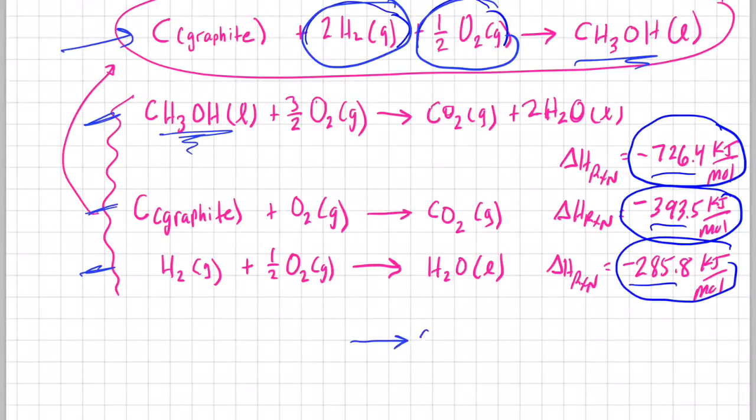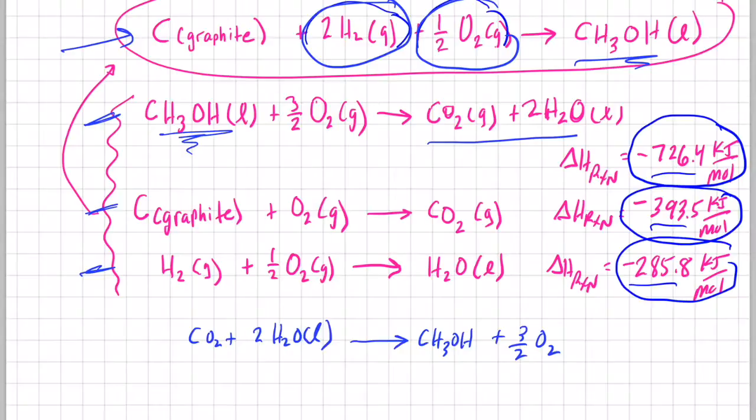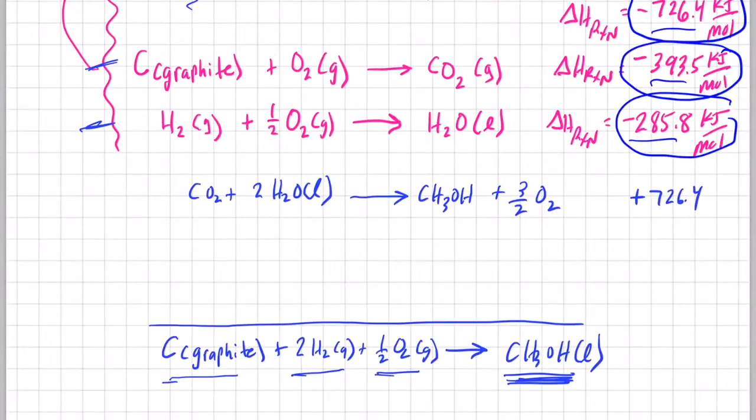So I'm going to take this equation and write it backwards. I'm going to put methanol on the right-hand side. So that's CH3OH plus 3 halves of an O2. And then my CO2 and water I'm going to put on the other side. CO2 plus 2 H2Os on the left-hand side. Now when I do that, I have to change the sign of the heat of that reaction to a positive 726.4. So I successfully have my methanol on the right-hand side, which is, of course, right where I want it.